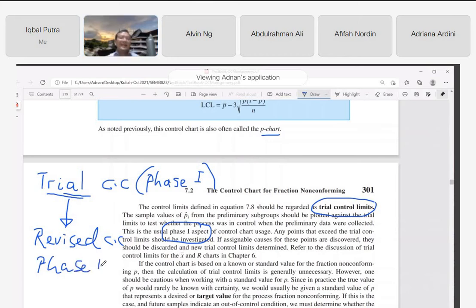Remember, you only can revise after identifying the assignable cause. Assignable cause has been identified, and we are able to remove the root cause of the problem. Don't revise the control chart if you are not able to identify the root cause of the problem. The root cause can be the cutting tool has loosened, or the cutting tool has broken, or the cutting tool has worn out.